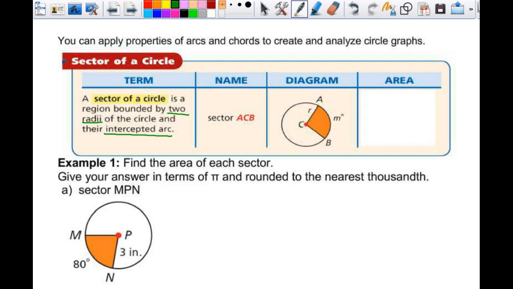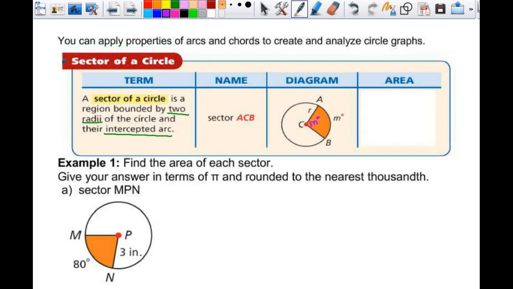The sector doesn't have a measure as far as degrees are concerned. It is related to this arc, and that arc has a measure, and that central angle has a measure, but the sector itself doesn't directly have a measure. It has an actual area. Just like before, the measure of this arc AB, which is our intercepted arc, is the same as the measure of the central angle.